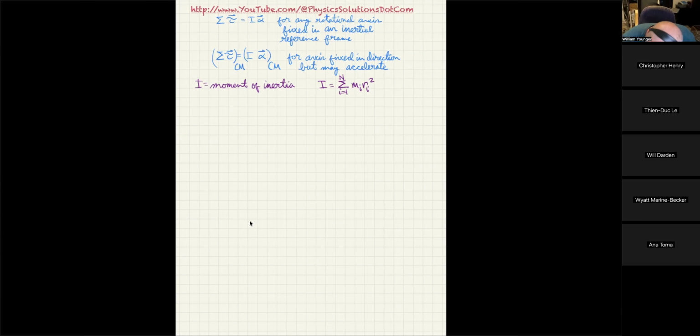So that's one version. But if it's non-discrete and we can pretend matter is continuous, then it becomes the integral of r squared dm, and I'm going to show you a couple of those as well. So that's how the moment of inertia works, and that's how Newton's second law works. So these guys are Newton's second law equivalents. This is Newton's second law for rotation.